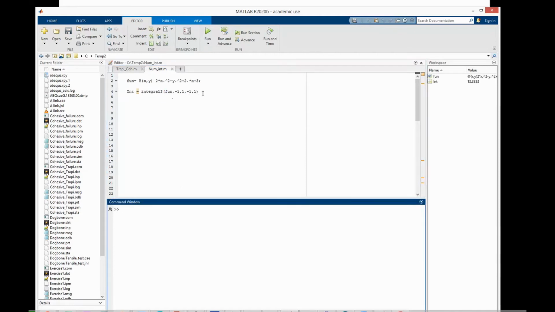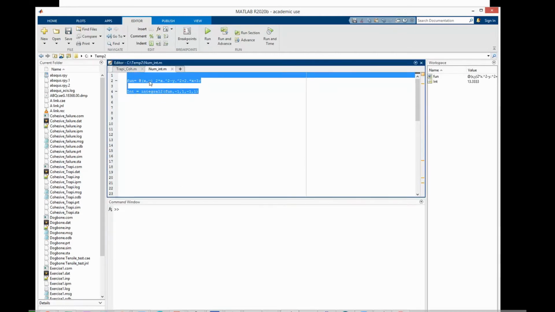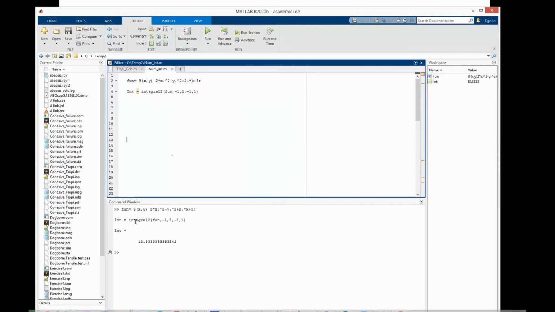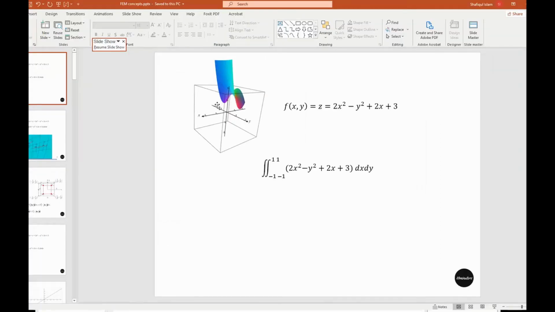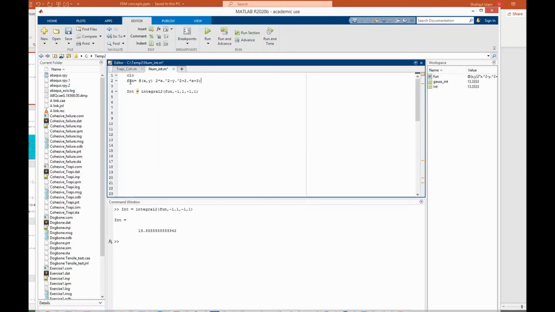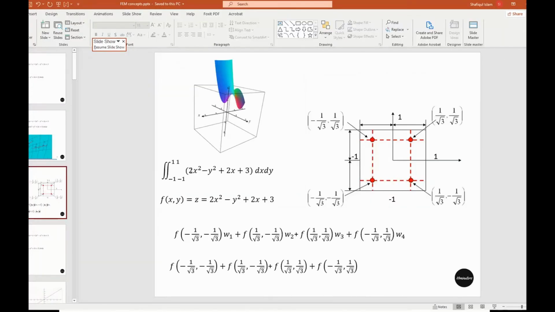Let's integrate and see what the value of this integral is. The integral equals 13.33. This means that the volume under this surface is 13.33. Now the function fun will be used to perform this integration using Gaussian quadrature. And this can be performed by finding the value of this equation at these four points.